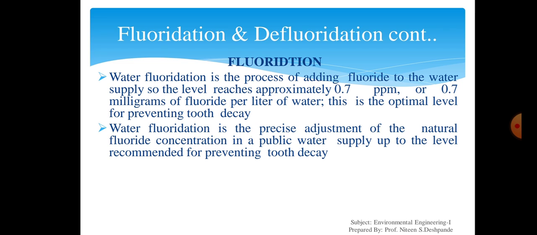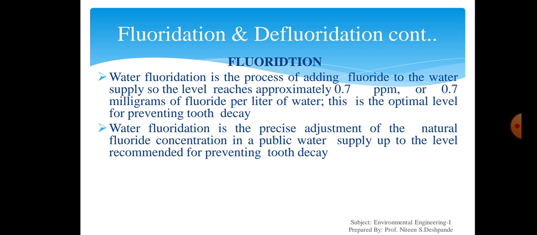So what does fluoridation mean? Water fluoridation is the process of adding fluoride to the water supply so the level reaches approximately 0.7 parts per million, or 0.7 milligrams of fluoride per liter of water. This is the optimal level for preventing tooth decay. So fluoride is necessary, but the quantity of fluoride should not be greater than 0.7 ppm, or 0.7 milligrams per liter of water.